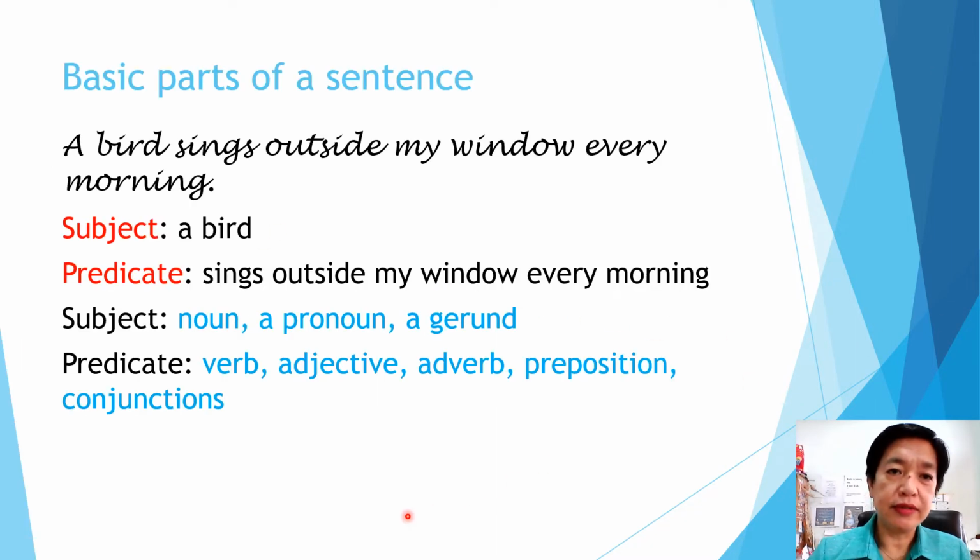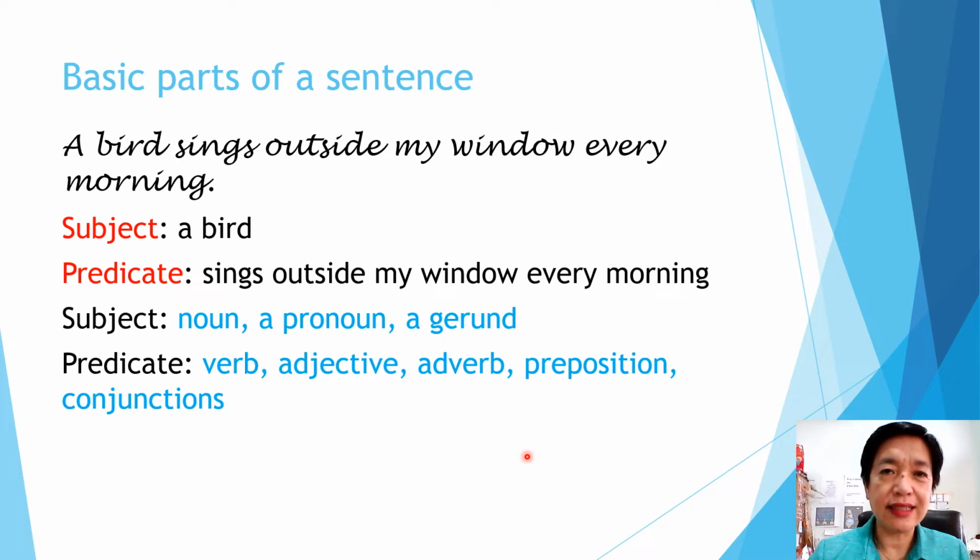First of all, the writing of a sentence. There are two parts of a sentence, the subject and the predicate. In this example, a bird sings outside my window every morning. The subject is a bird, and the predicate is sings outside my window every morning.